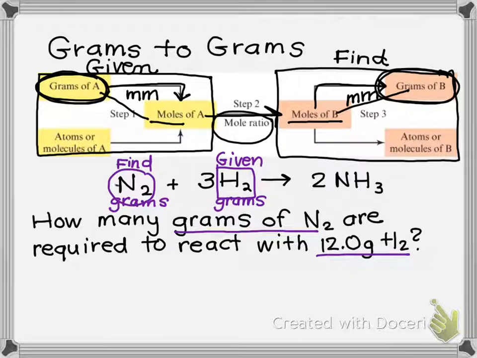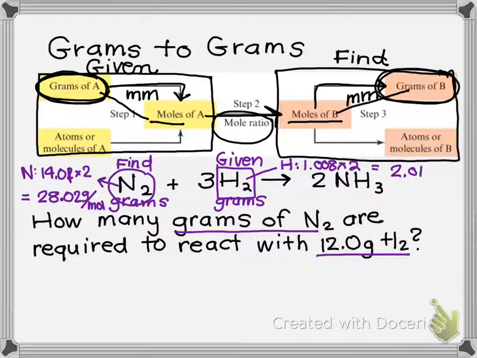So I'm going to go ahead right now and calculate the molar mass. Nitrogen is 14.01, but I have 2 of them, so in this case, it's going to be 28.02 grams per mole. And then hydrogen is 1.008, but I have 2 of them, so that's 2.016 grams per mole. Because I'm given grams and asked to find grams, I'm going to need the molar mass in both of those. The ammonia I don't care about because it wasn't referred to or asked about in the problem.